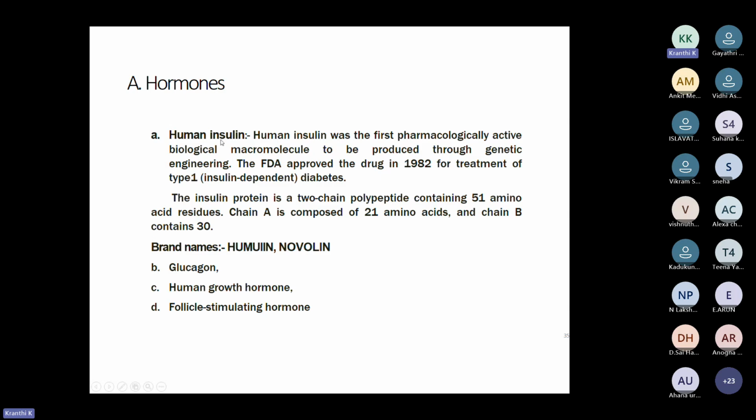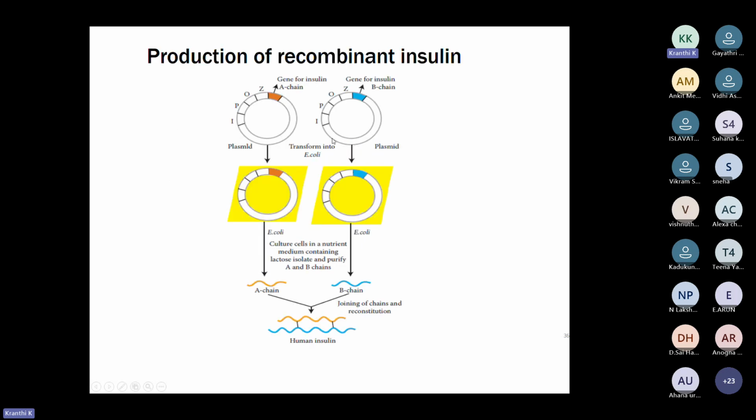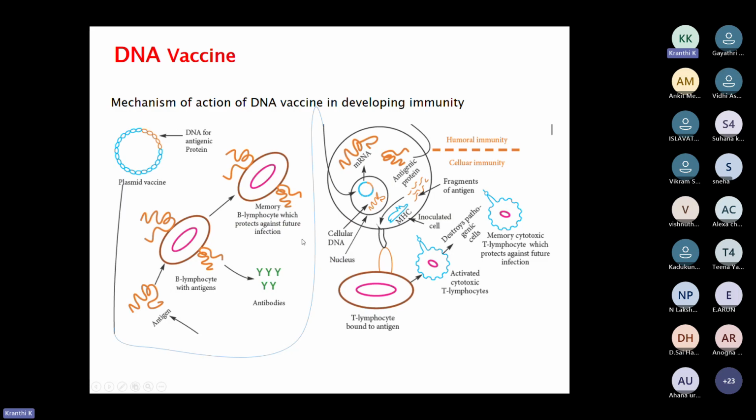First, human insulin we discussed, right? So the rDNA technology made human insulin is available currently in the market, which will treat type 1 diabetes, right? They are available with different names like Humulin, then Novolin. They are available with different brand names. Then DNA vaccines are also available in the market, like hepatitis B, HCV. A lot of DNA vaccines are available in the market.